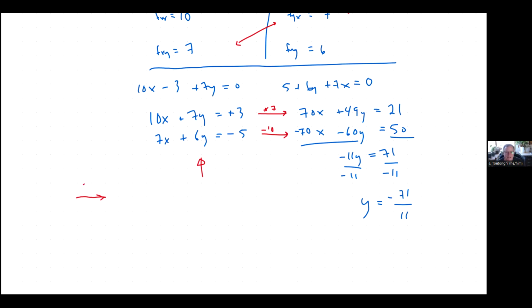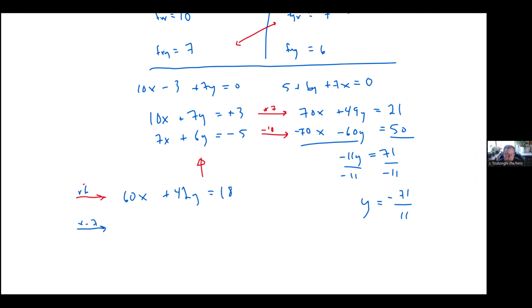What am I doing? Top equation multiplied by 6. So 60x, timesing this guy by 6, 60x plus 42y equals 18. And the bottom equation, I want to multiply by negative 7. Is that right? You're trying to eliminate the y.